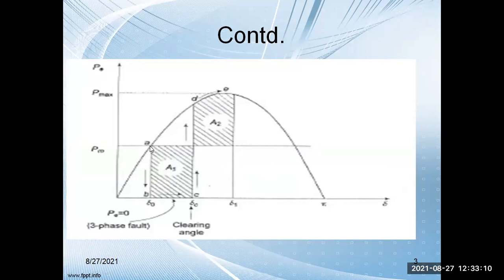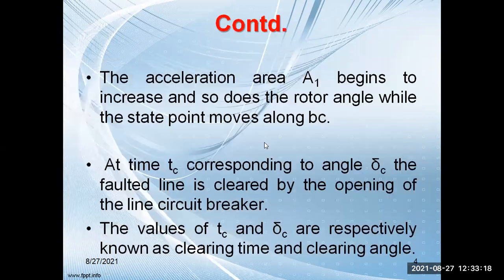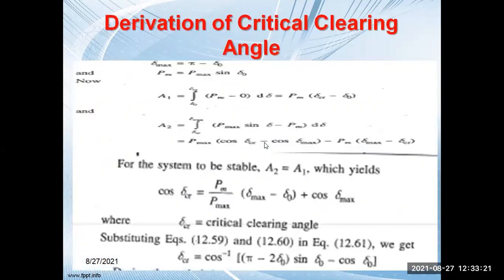How can you calculate the initial operating point? Mechanical input equals electrical power output, so the mechanical input is PM and the electrical output is P max sine delta 0. So delta max equals pi minus delta 0, and PM equals P max sine delta 0, the initial condition. Now A1 is the accelerating area, which equals the integration from delta 0 to the critical angle delta C of PM minus P0 d delta.